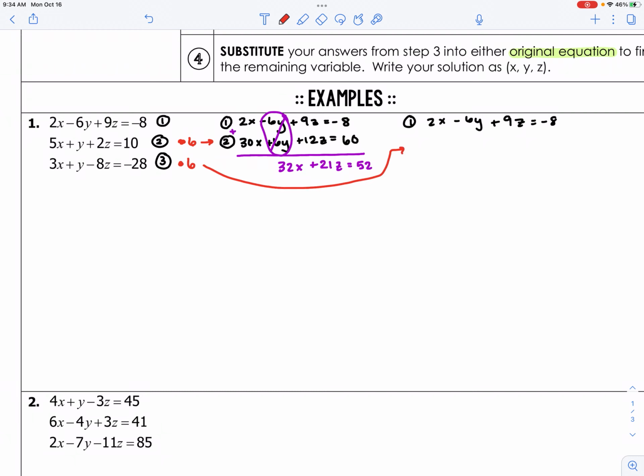And I'll write that over here. So this one's going to be 18x plus 6y minus 48z is equal to negative 168.